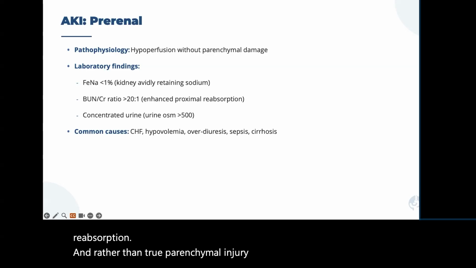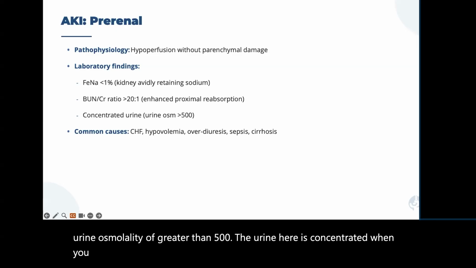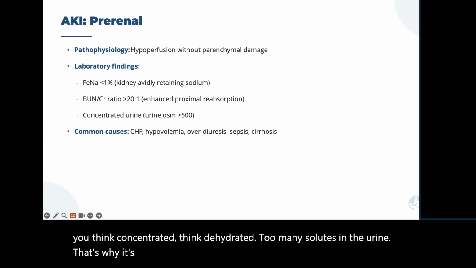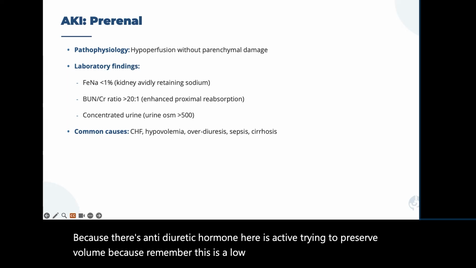Another thing you might see is a urine osmolality of greater than 500. The urine here is concentrated. When you think concentrated, think dehydrated, too many solutes in the urine. That's why it's concentrated, greater than 500, because antidiuretic hormone is active, trying to preserve volume. Because remember, this is a low flow state. The body's trying to keep flow.